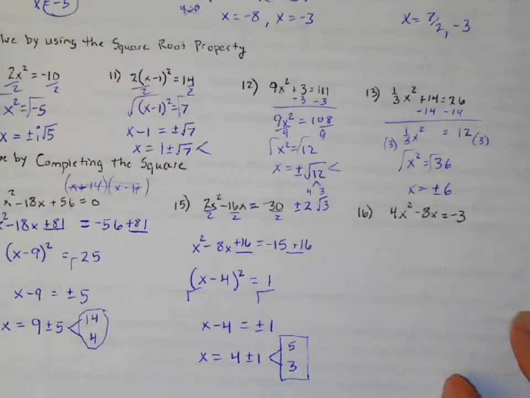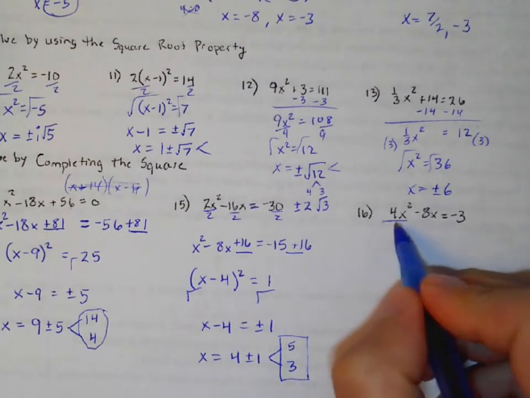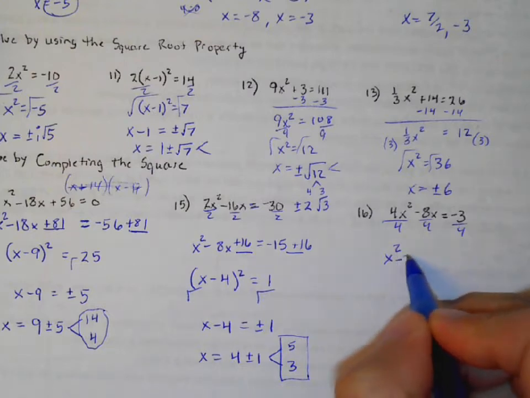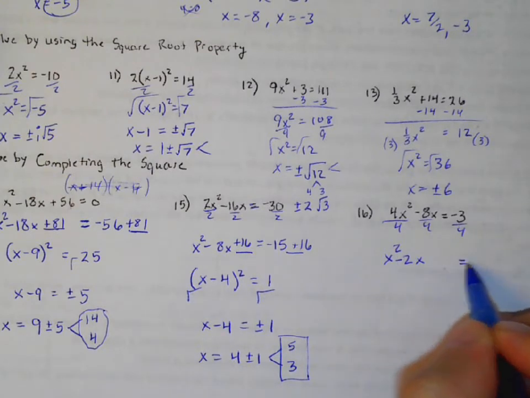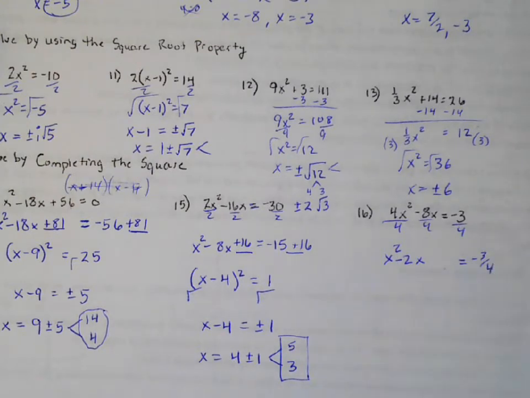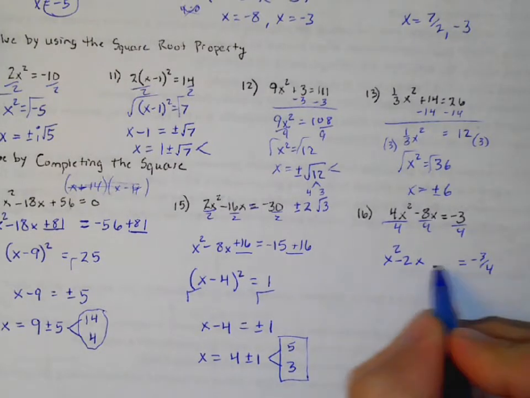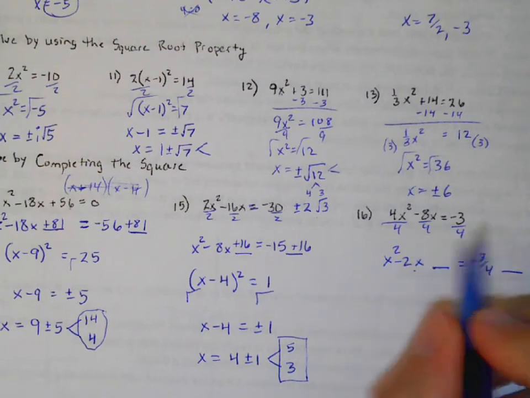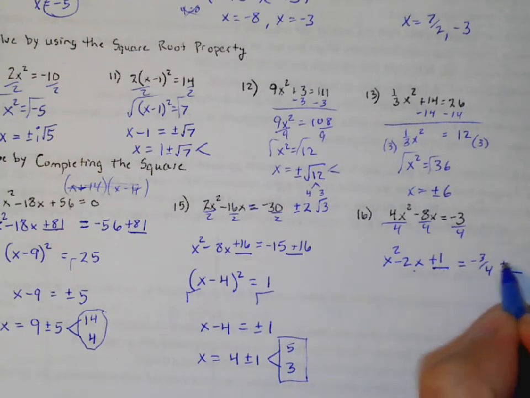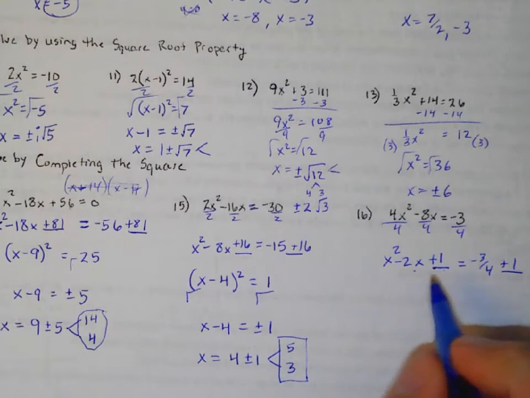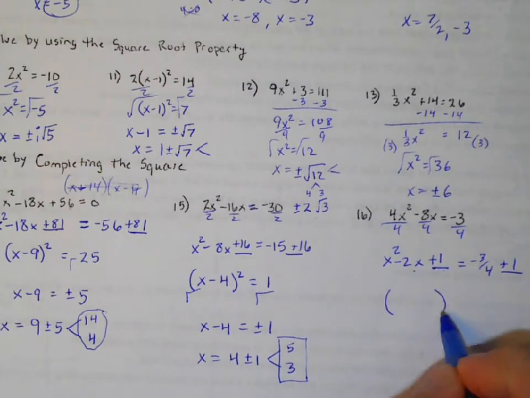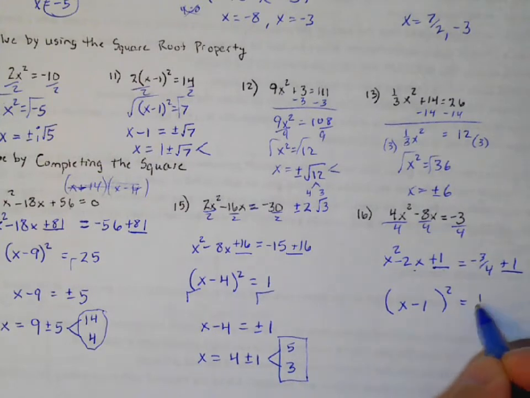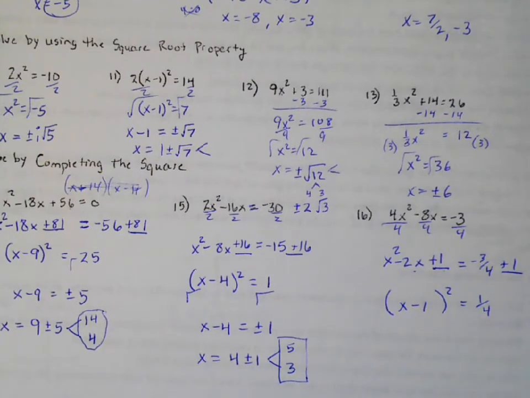Okay, this one here, I'm going to divide everything by 4. So I get x squared minus 2x equals negative 3/4. I want to complete the square now. Half of negative 2 is negative 1. Negative 1 squared is 1. So add 1 to both sides. Okay, factor this down. This would be x minus 1 squared. Add these together, I get 1/4, or 0.25, either way is okay.